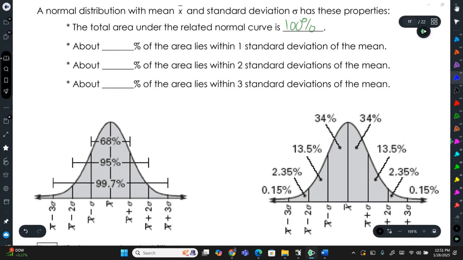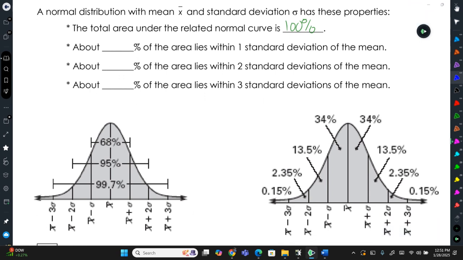Now, within one standard deviation below or above the mean, we would have 68% of the data. So if you look at this picture down here, it says x bar, which again means mean, minus the standard deviation. Minus one standard deviation is right here, and x bar plus one standard deviation is right here. So what this is saying is that 68% of the data is within this range between one standard deviation below the mean and one standard deviation above the mean.